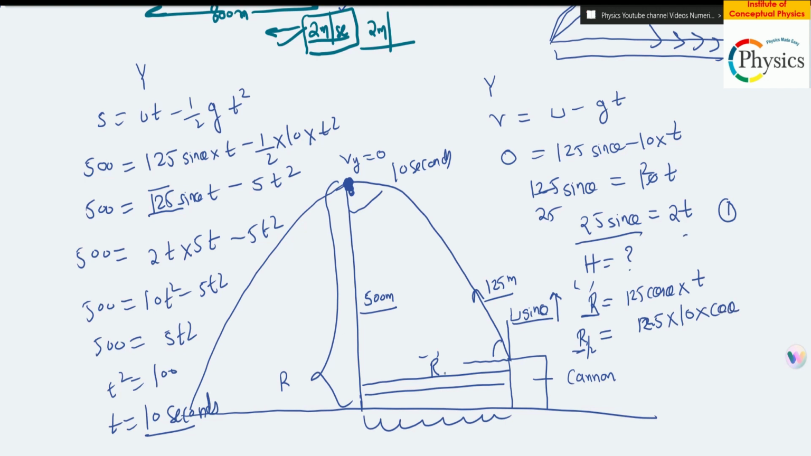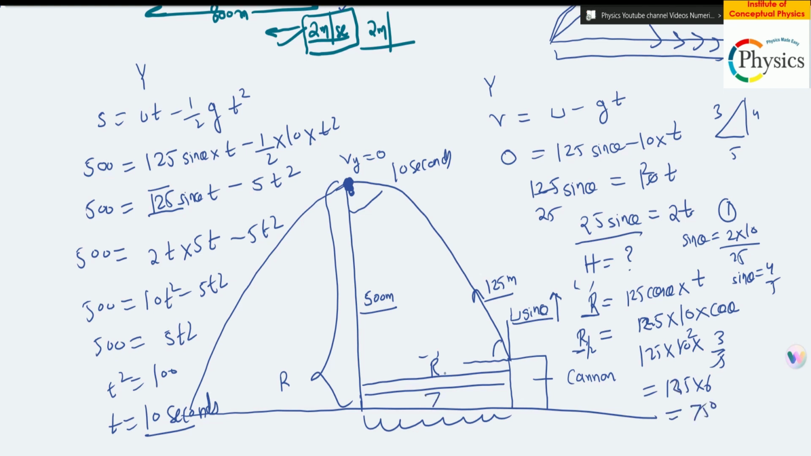And if I know sine theta is equal to 2 into 10, substituting here, divided by 25, so sine theta is equal to 4 by 5, right? So you have a situation like this. This is 4 by 5, so this is 3. So this range is 125 into 10 into 3 by 5, so 125 multiplied by 6. And this is 750. So this should be 750 meters, right?